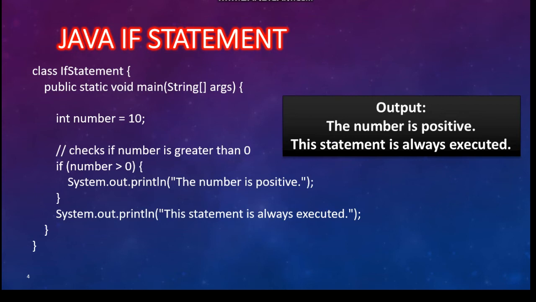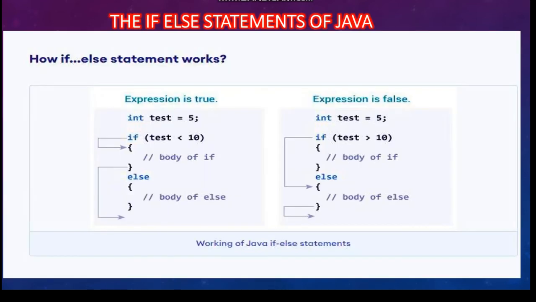Let us go to the next example, that is the if else statement. The if else statement of Java. Here again we will be looking at the working of the Java if else statement. Again two statements are here. If the test is 5, it should be true. If the test is false, it is false. Now int test is equal to 5. If the test value is less than 10, that is 5 is less than 10, the body of if should work, else it has to work in the other body.